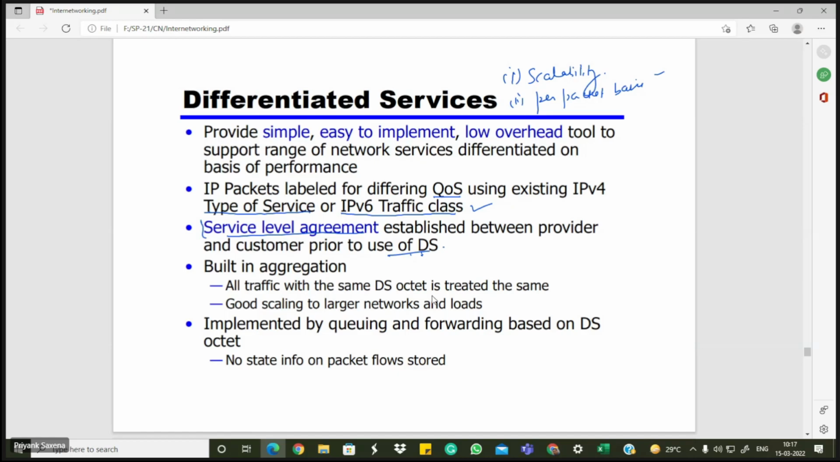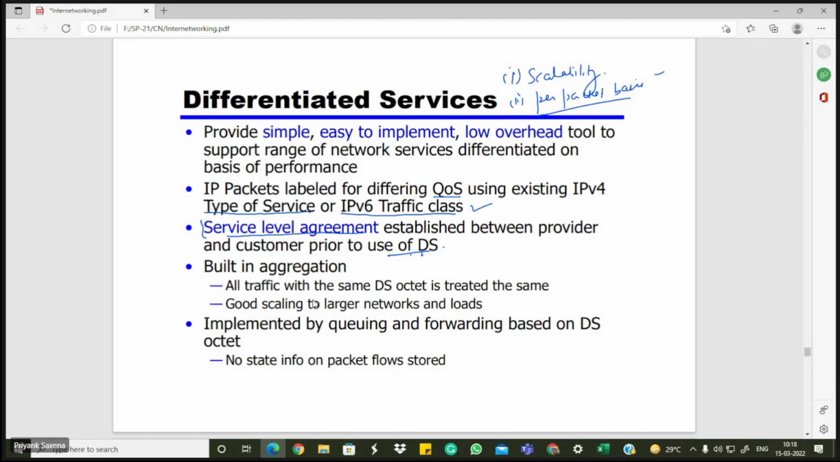So how does it work? As I said, on a per packet basis. So how does DS work? DS uses the IPv6 traffic class field or the type of service field of IPv4 and puts some code points into the packet itself. Earlier in IntServ it was on a flow basis, but here it is on a packet basis. So the information is put in the packet, some code, and we will see what kind of code.